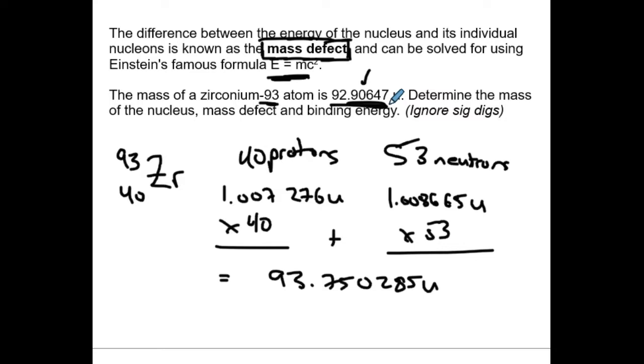And then you put them all together and you're like, okay, it should add up to 93.75. And when you're done, it doesn't. It only adds up to 92.90647. Wouldn't that be frustrating and weird? Wouldn't you be like, where did that missing mass go?